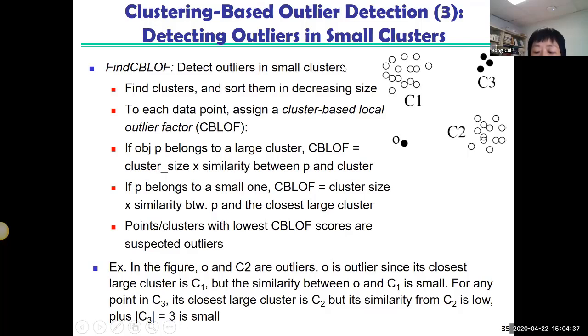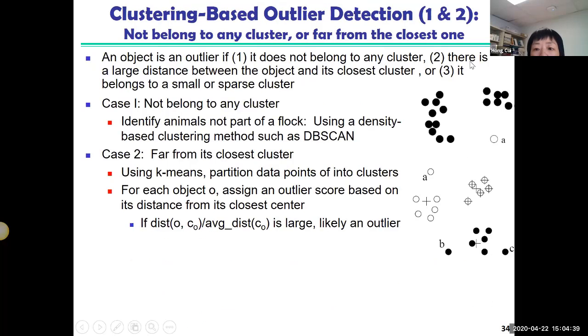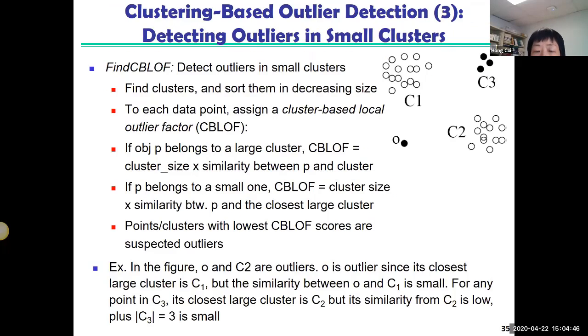For small clusters, case 3, the outliers actually form a small or sparse cluster, which we still think is going to be somewhat outlying. First, they will be very small, and second, they could be further away from the major normal data points. So this FindCBLOF algorithm does detect outliers in small clusters.